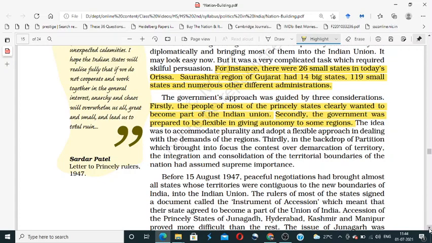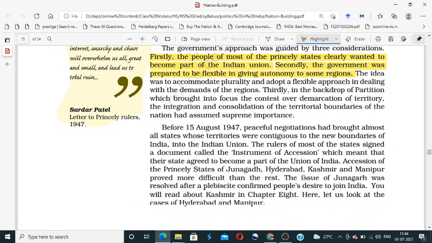Before 15 August 1947, many peaceful negotiations took place. The majority of the states, bigger or smaller, joined India by 15 August 1947, and they had to sign a treaty, an agreement called the Instrument of Accession. Only a few states remained which did not sign it. Basically, the princely states of Junagadh, Hyderabad, Kashmir, and Manipur proved to be more difficult than the rest. Of course, we'll talk about Kashmir in detail in another chapter.